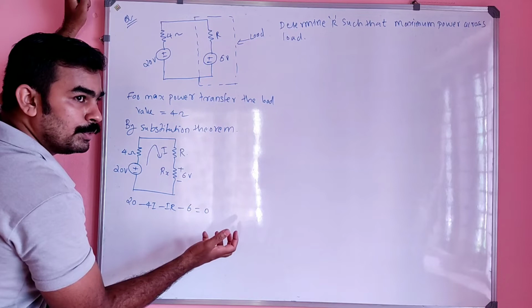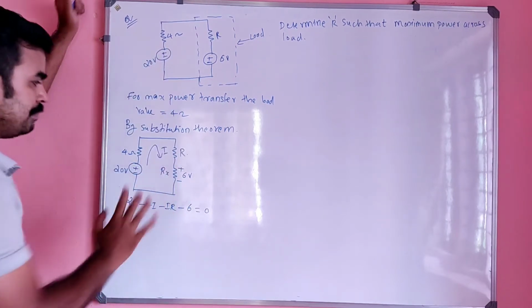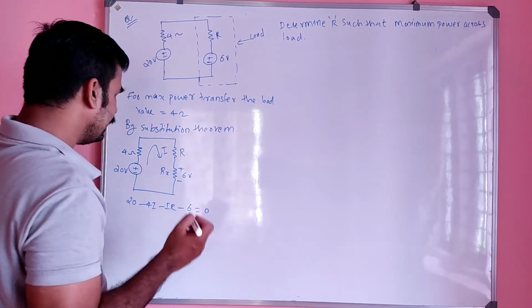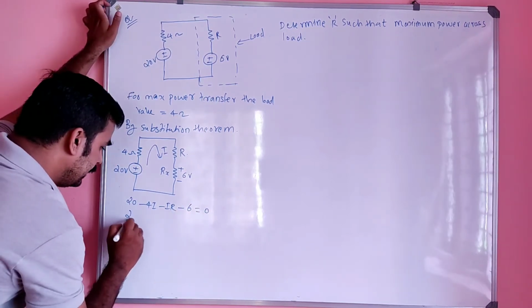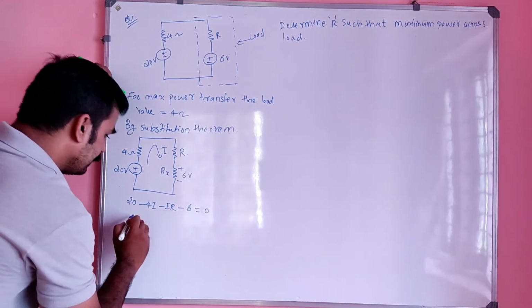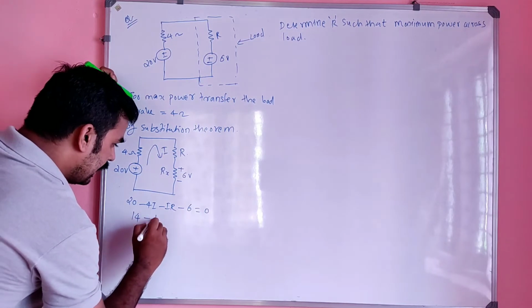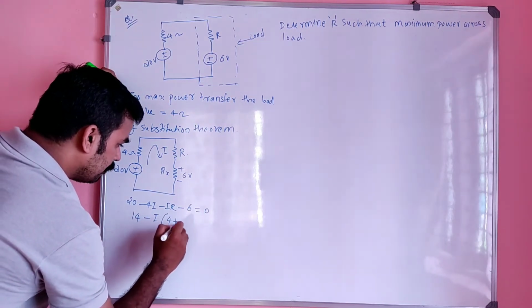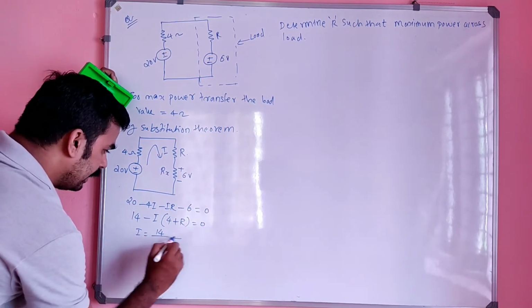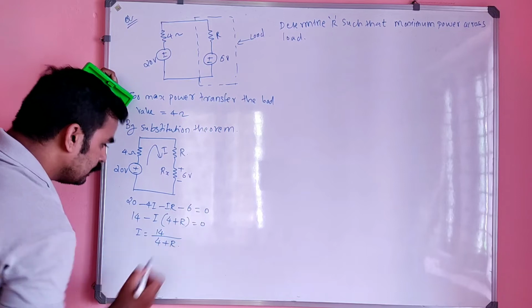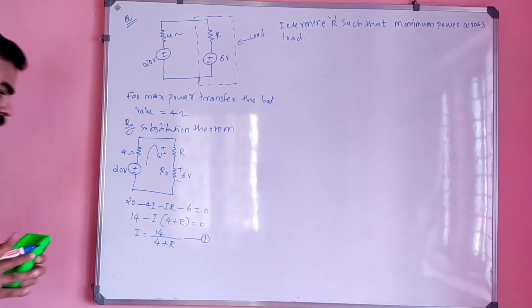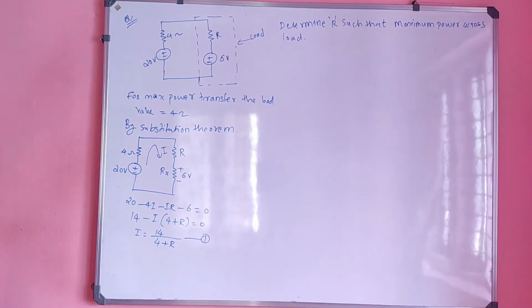It will be equal to what? It will be equal to 4 ohm, right? That means I can write 20 minus 6, it is nothing but what? 14, minus I into 4 plus R equal to 0, or simply I is equal to 14 divided by 4 plus R. So let this be equation number 1. So you got the value of I is equal to 14 divided by 4 plus R.